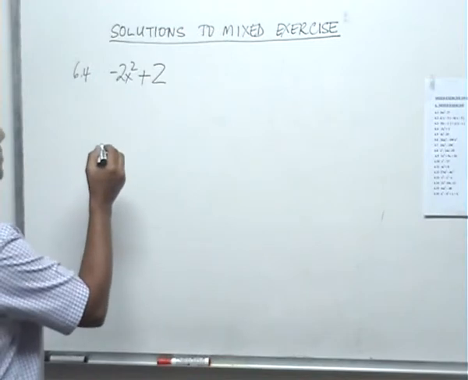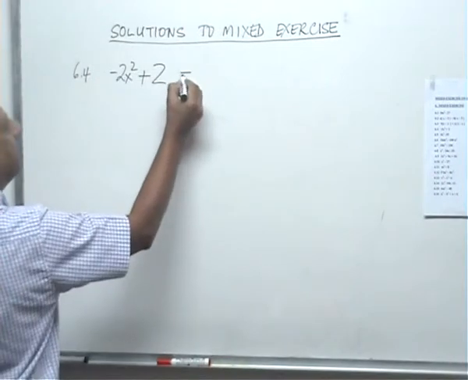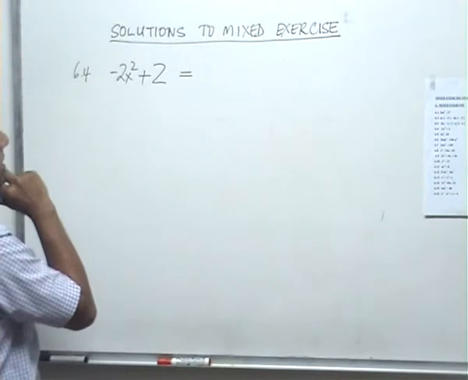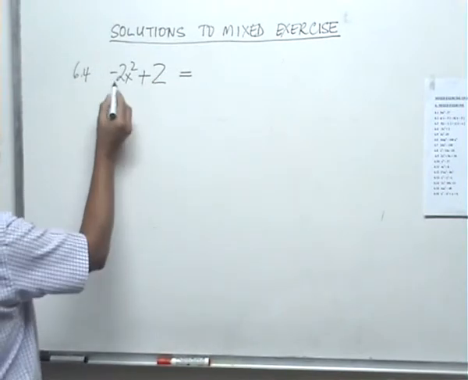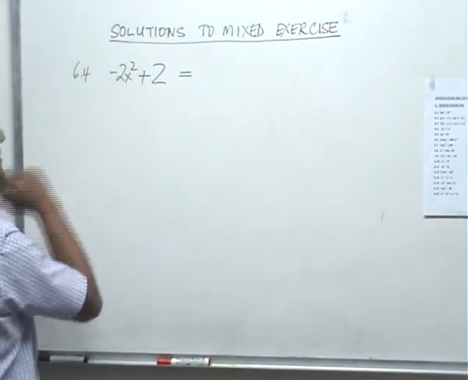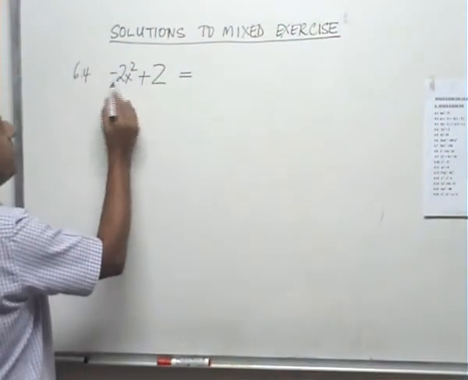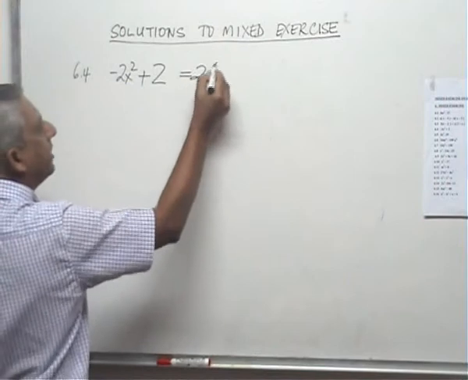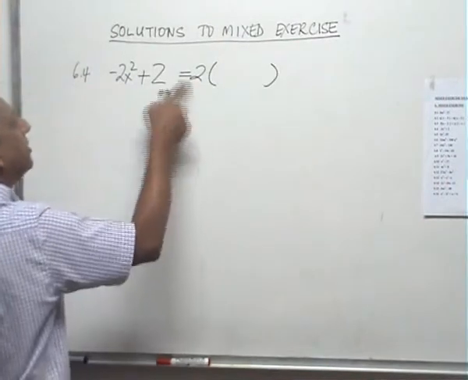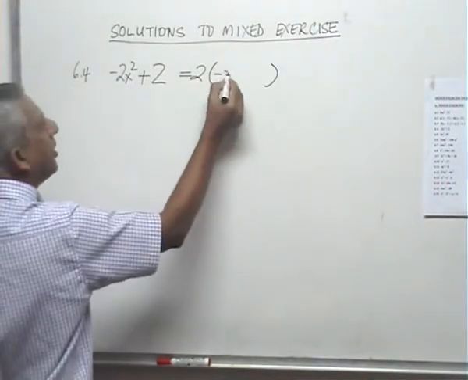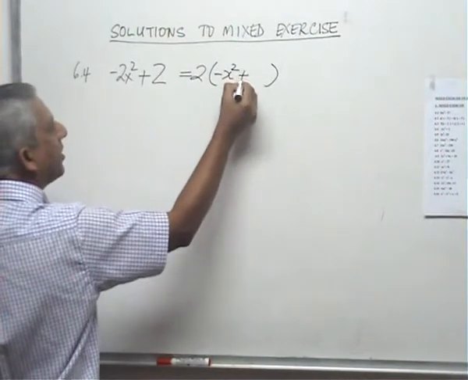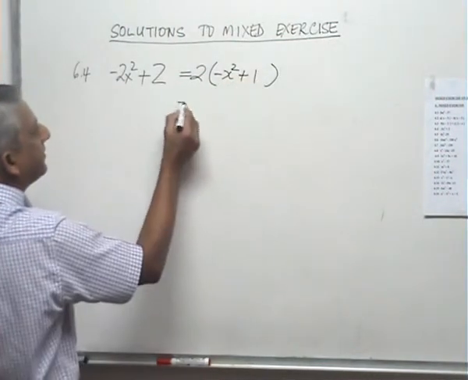Alright, we're at 6.4. So if you look at this example, you may get the feeling that 2 is a common factor. This example can be done in two different ways. Let's say you felt 2 is a common factor. Then you wrote down 2 here. Then you did your division and you'll be left with minus x squared plus 1.